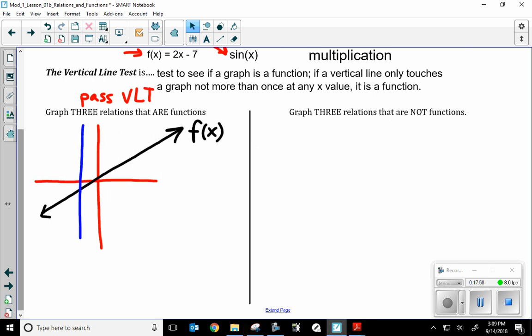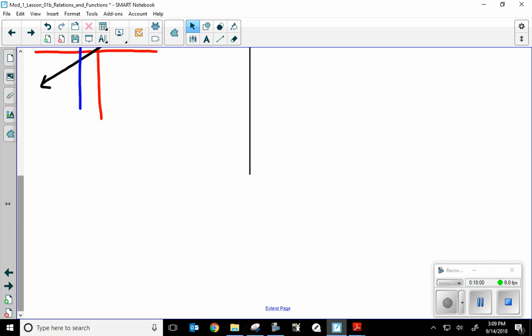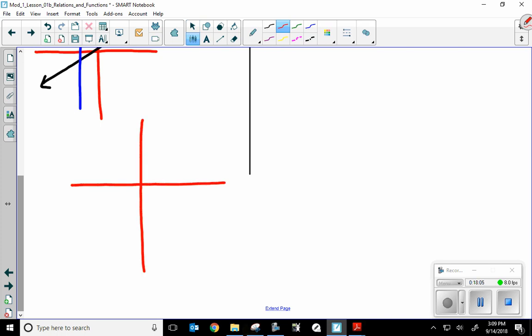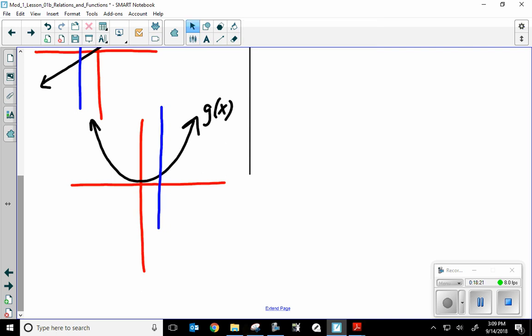All right? And let's do another one. Here we'll do the ever popular parabola. There you go. That's g of x, let's call that. That should be a function because anytime I draw a vertical line, it doesn't matter where I draw this vertical line, I am touching that graph once.